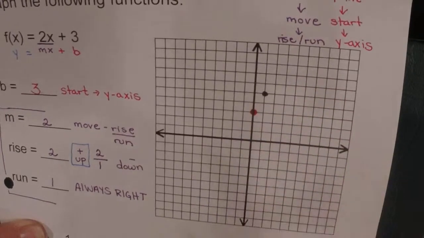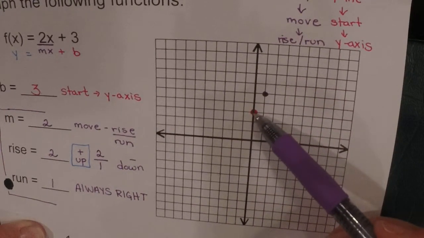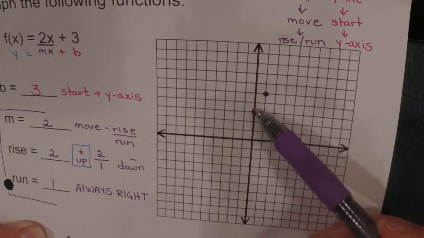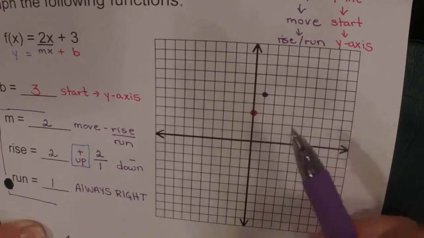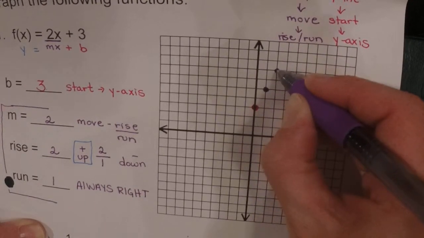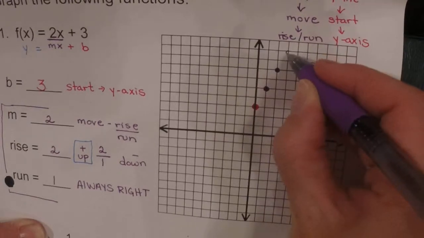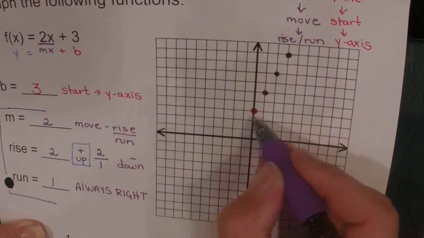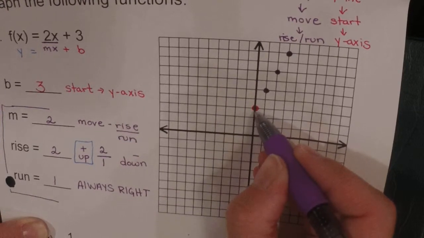Remember, the biggest mistake people make is to count this as 1. I can't go 1, 2. I have to start here and then go up 1, 2 over 1, put another point, up 1, 2 over 1, put another point. I can't go any further this way, but I can continue the pattern in the opposite direction.